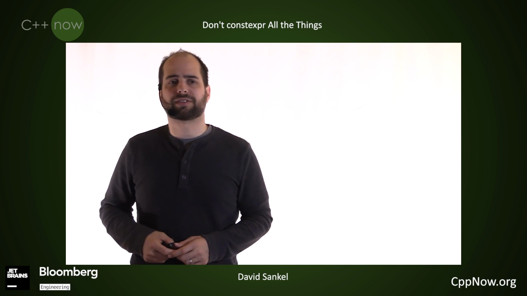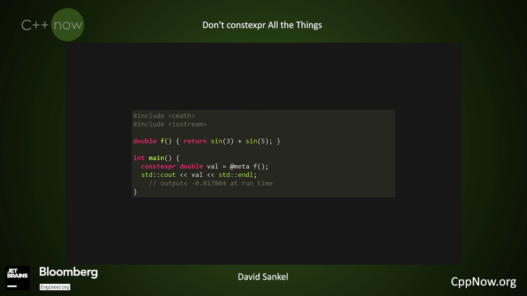So let's take a look at this example. Here we have f again defined the same way that it was. And below in main, we have Constexpr double val equals @meta f. So @meta f is saying, hey, I would like to execute f at compile time. So when you call @meta f, it produces a double, and then that double is what is set at runtime. And the reason that we use Constexpr here is just to prove to ourselves that this function f is actually called at compile time, even though it's not marked as Constexpr.